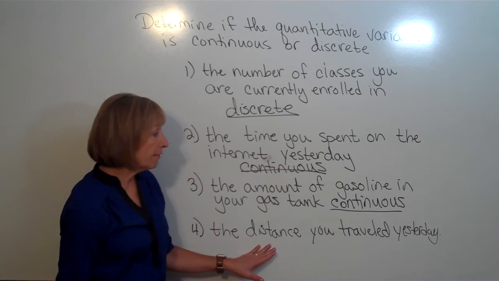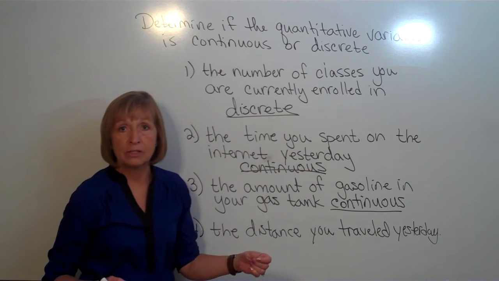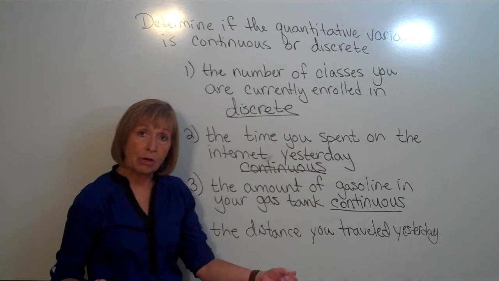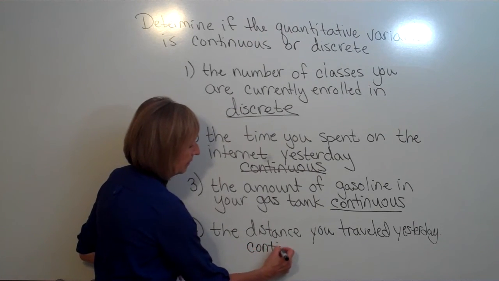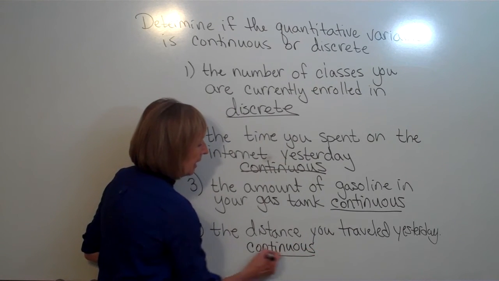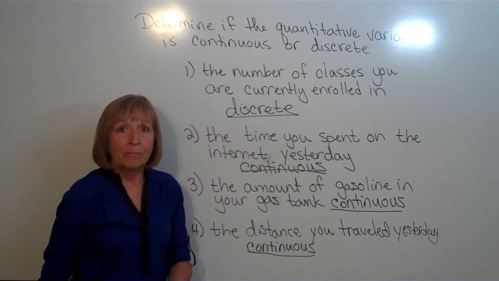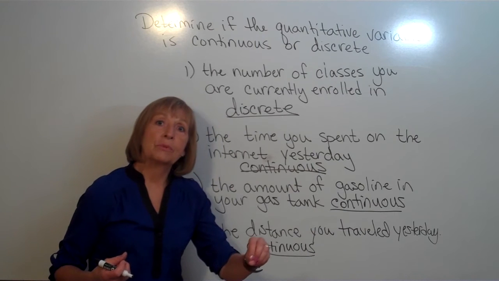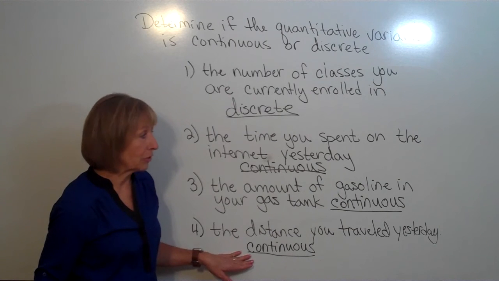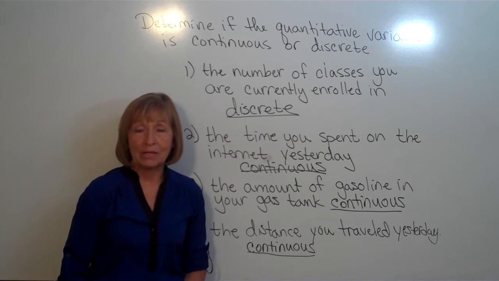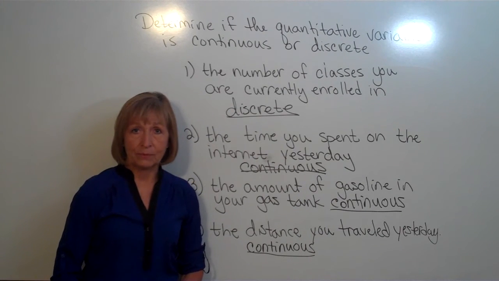And then the distance you traveled yesterday, distance again. When you travel a distance, you have to go through the smooth transition from start to finish as you go. And so that again is another idea that is continuous. Yes, we might round it and say, hey, I traveled 100 miles yesterday, but really it was a smooth transition between the different values and it has a non-countable aspect to it. So those are some examples of identifying the difference between the discrete random variable and the continuous random variable.